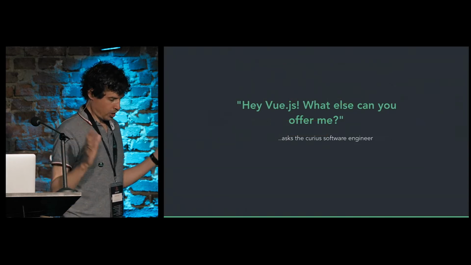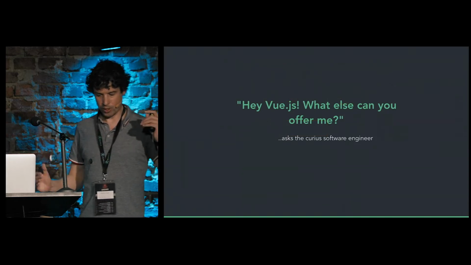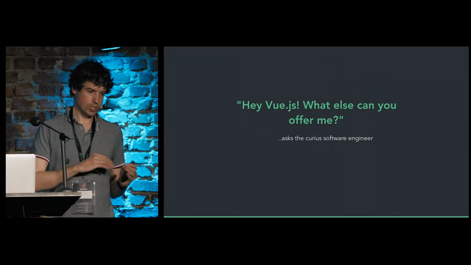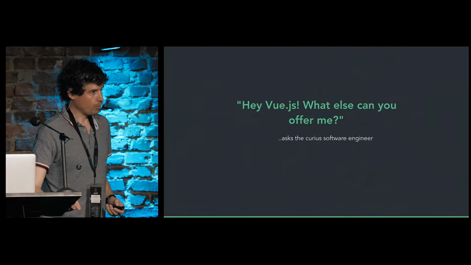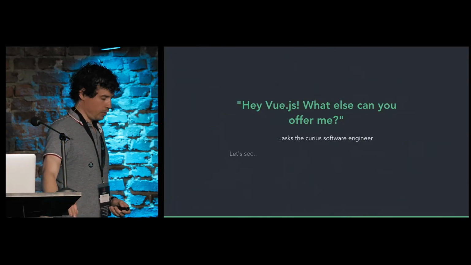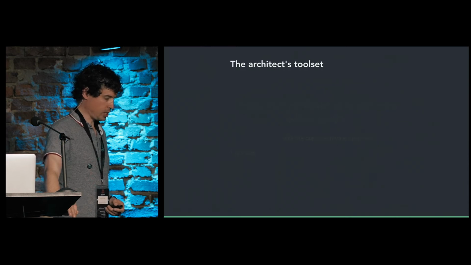So we have talked about components, and we have talked about state management and local state and how you can pass information between components. What else is there when you're constructing a more complex application? Let's have a look, just very briefly.